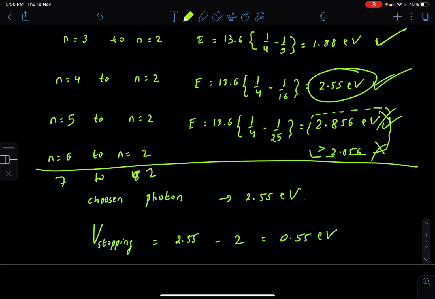This is Balmer series. What if we go to other higher series like Paschen, Brackett, Pfund? Those will have very small energies, less than 2.55. So corresponding to those photons, either the photoelectric effect may not take place, or even if it is taking place, the kinetic energy will be small, but we want higher energy.